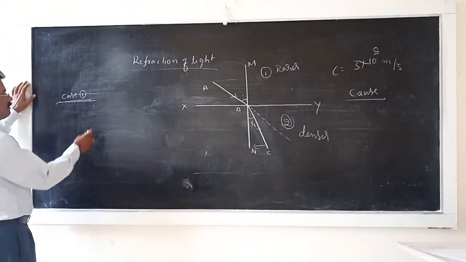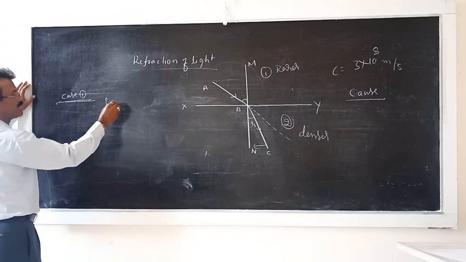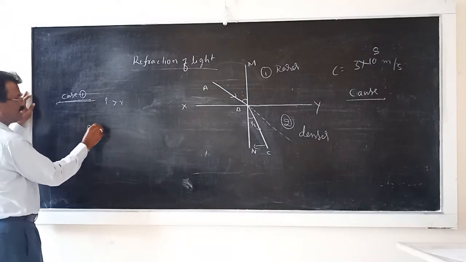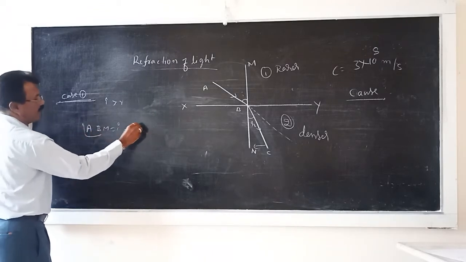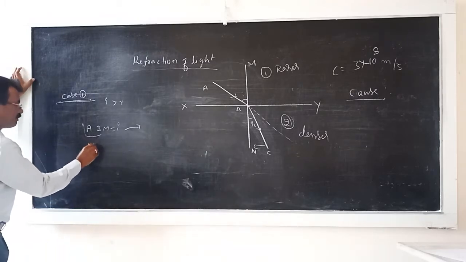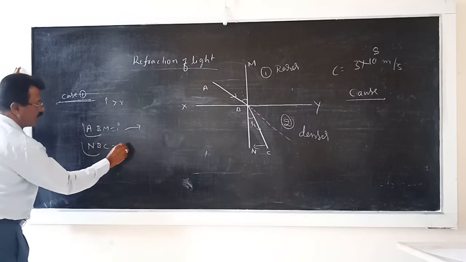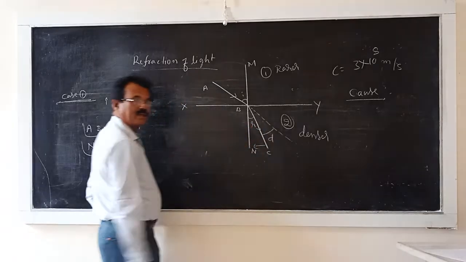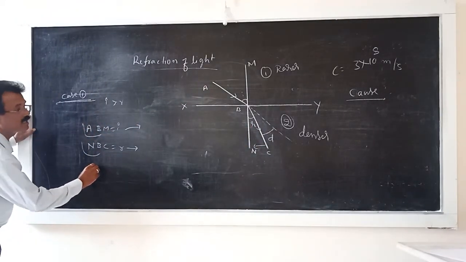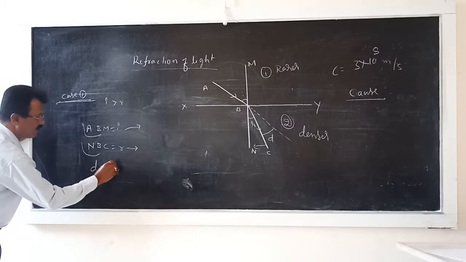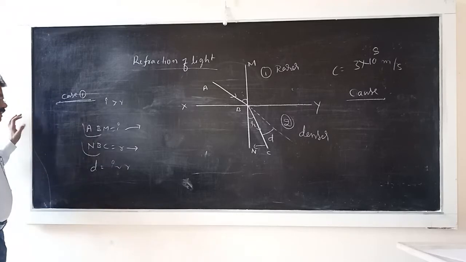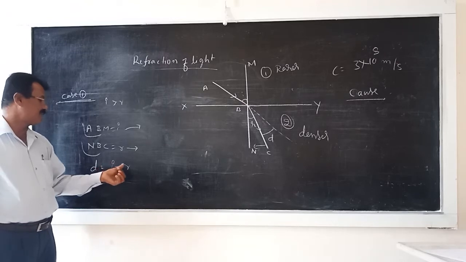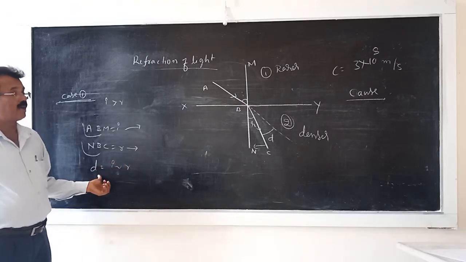So here the angle of incidence is ABM, that is I. NBC is the angle of refraction, R. The difference in angle is D. The change or difference between the angle of incidence and the angle of refraction is called the angle of deviation.